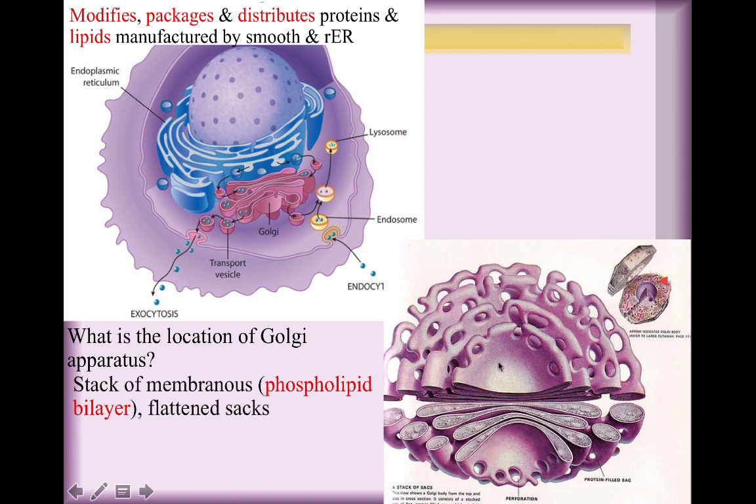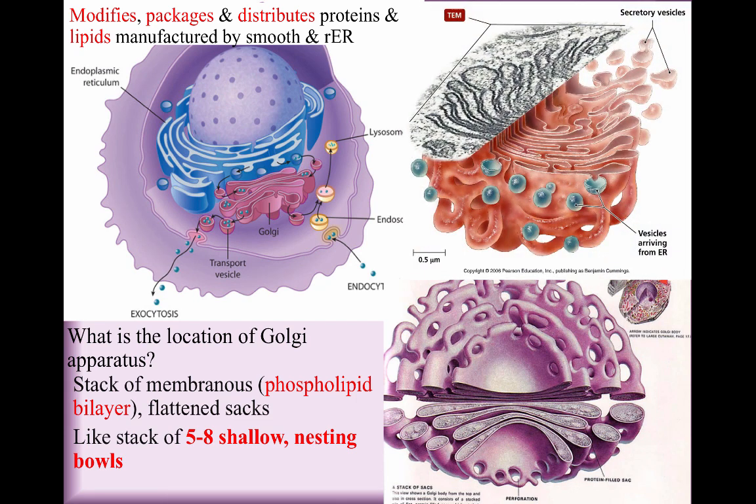And then in this picture, you can see that these look somewhat like shallow bowls nested inside one another, and it shows 4 of them. But typically what we find is somewhere around 5 to 8 of these shallow nesting bowls in the Golgi apparatus. And then finally, here's a real nice picture.